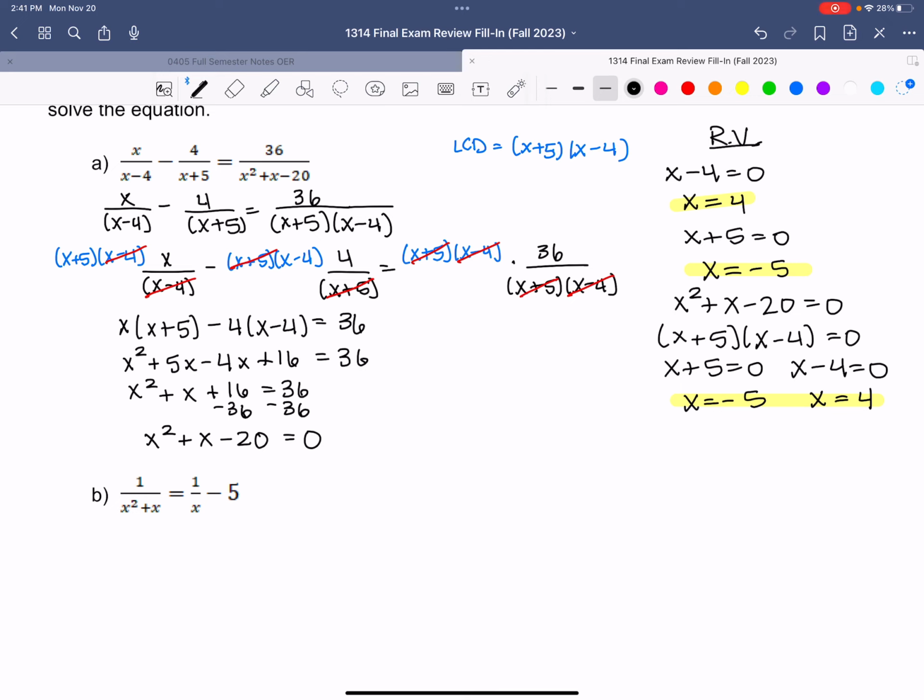So I'm going to bring this up here. Put x squared plus x minus 20 equals 0. And when I factor this, I get x plus 5, x minus 4 equals 0.